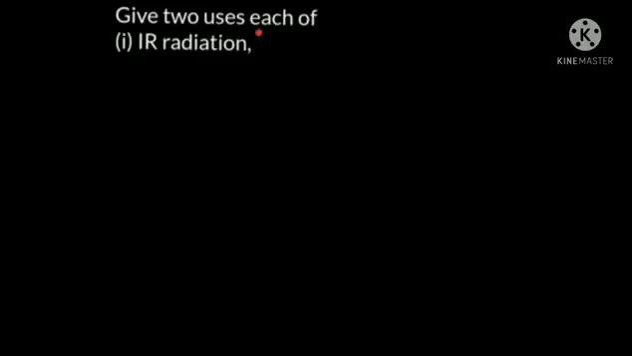In this question, we have to write two uses of infrared radiation. First of all, infrared is that part of the electromagnetic spectrum which is produced by hot bodies. First, we should know some common things about infrared radiation. The first thing is the range of wavelength. The range of wavelength for infrared radiation lies between 8 x 10^-7 meter and goes up to 5 x 10^-3 meter.